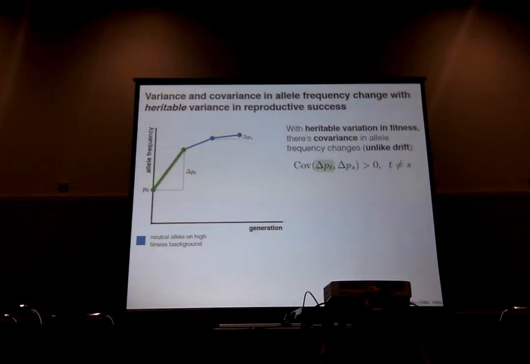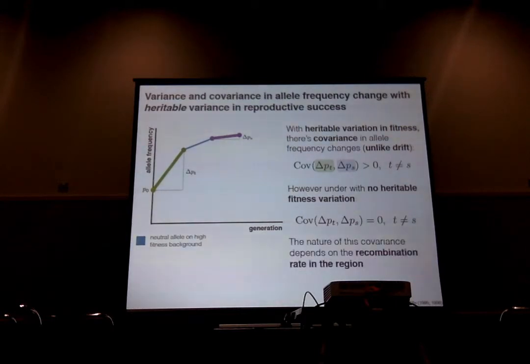So if a neutral allele finds itself on a beneficial background across these two time points, and it's increasing on this beneficial background, it will also tend to increase in this later generation, S. And the reason is that there are fitness associations that are maintained from generations T to S that haven't been broken down by recombination at this point. And this induces this positive covariance, which, as I said, doesn't happen when there's no heritable variation for fitness. So what's really special about this is that the nature of this covariance and the variances as well depends on the recombination rate in the region.